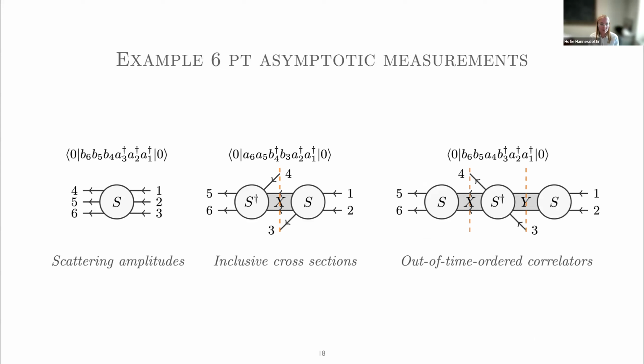So at 6 points, we can have even more new things. Here we can have, of course, always scattering amplitudes where we stitch together A daggers and B. Now we can have something like inclusive cross sections where we have something squared. So these operators that we have in the future here are now quadratic and not linear. Or we can have out-of-time order correlators, which are basically maximal scramblings of these A's and B's.